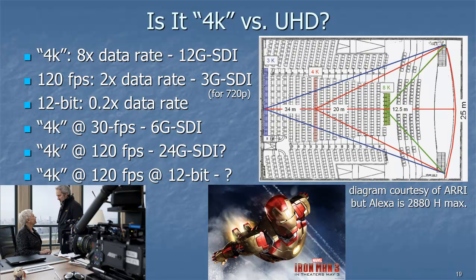And then again, things are multiplicative. So if we want to do 4K at 30 frames per second, that's 6G SDI. If we want to do 4K at 120 frames per second, that's 24G SDI. And if we want to do 4K at 120 frames per second and 12 bits, what's that, 28G SDI or something like that? So data rate matters. It is a problem. If you're taking one 4K camera out and shooting with it, no problem. Build a 4K truck, lots of problems. Maybe you can't even get the signal from one end of the truck to the other because of the reduced data lengths.